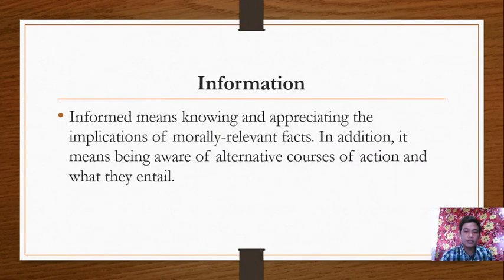Next, information. Information means knowing and appreciating the implication of morally relevant facts. In addition, it means being aware of alternative courses of action and what they entail. So the information should be factual and relevant in order for us to resolve those dilemmas that we are facing nowadays. The information should be true or relevant, as I have said earlier.